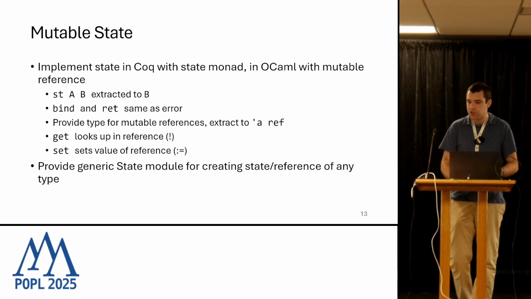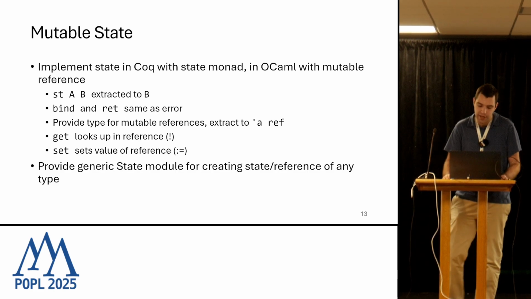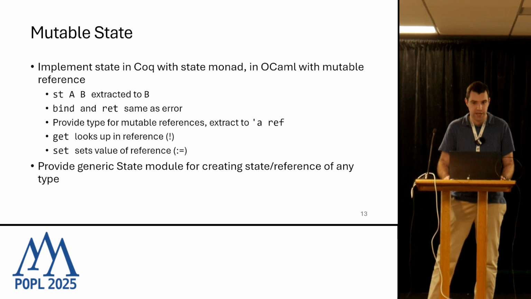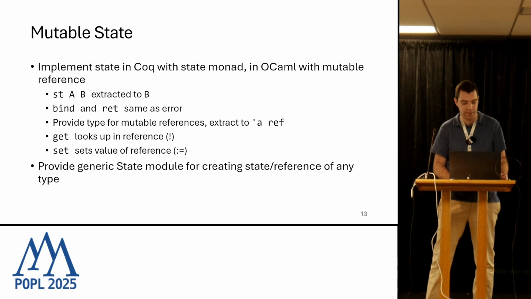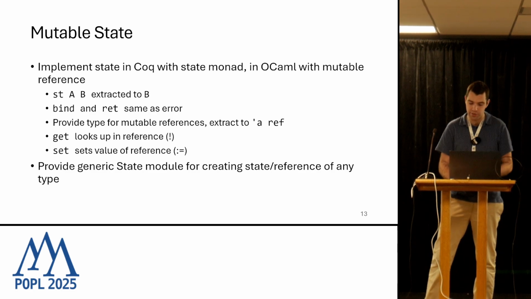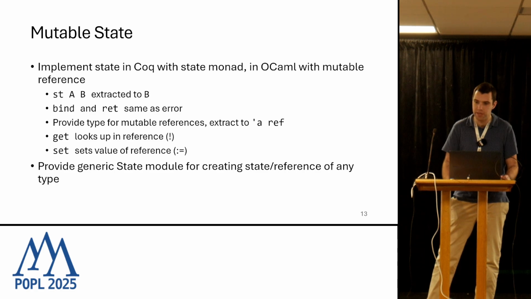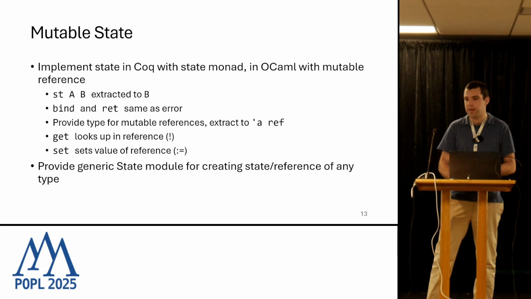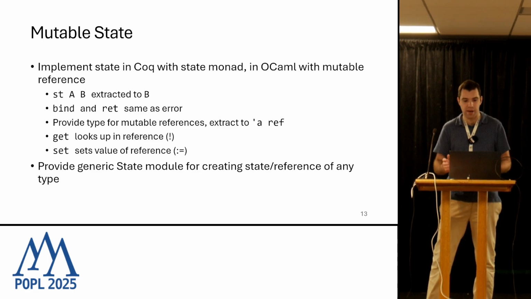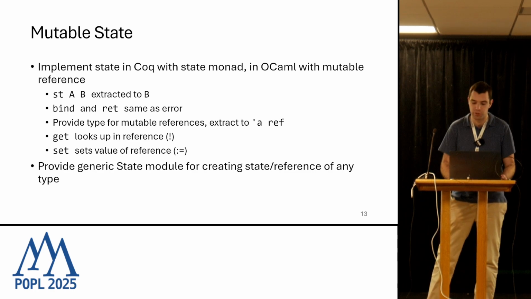All right, so mutable state is a little bit more complicated. We start with the same basic idea, where we're implementing it in Coq with a state monad and OCaml with a mutable reference. And so again, we're going to extract this monadic interface. If we have our type state A B, where our state type is A and our return type is B, we just extract a B. We can do the same kind of thing with return and bind. Now, because we're in a state monad, we have get and set, which we interpret as getting the value and setting the value of the mutable reference.